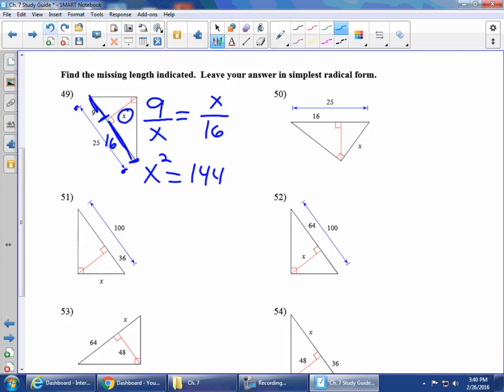Now, this is where it gets interesting. x times x gives you x squared. Now, you can't divide by 2. You take the square root, and you're going to get x equals 12.